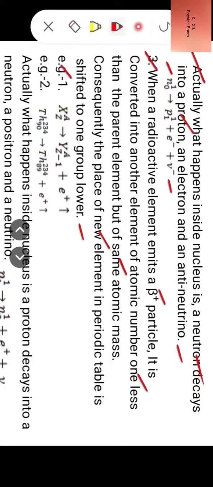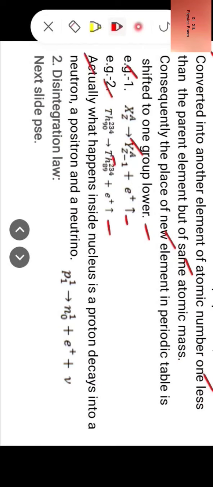For example, when X with mass A and atomic number Z emits a positron, it is converted into Y with mass A and atomic number Z minus 1. Now, practical example, thorium-234-90, when it emits a positron, becomes thorium-234-89. Here atomic mass 234 remains 234, but atomic number Z reduces by 1 and becomes 89.